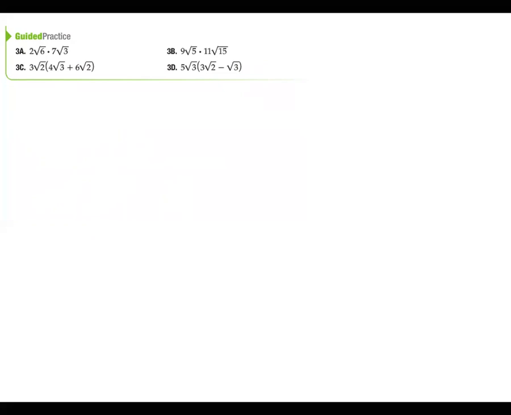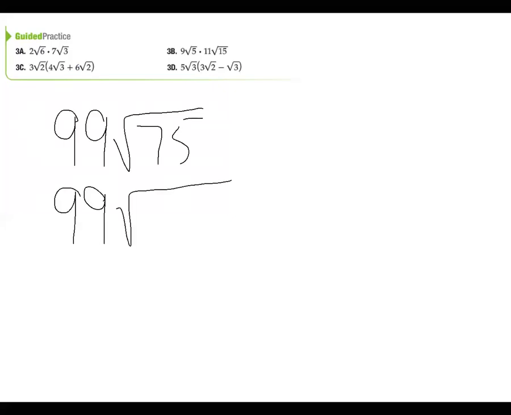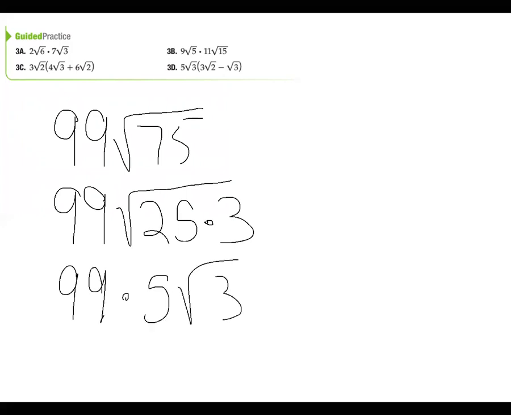Number 3b, 9 times 11 is 99. And 5 times 15 is 75. 75 is 25 times 3. So that's the perfect square factor. So you'd have 99 times 5 square root of 3. So that'd be 495 square root of 3.